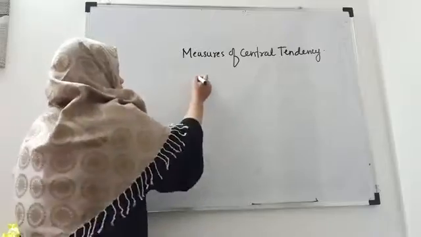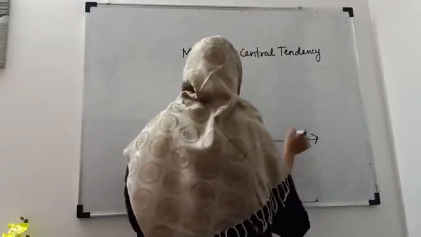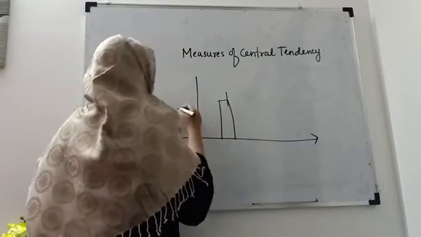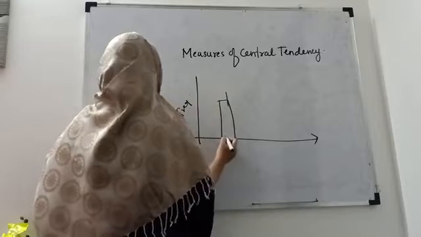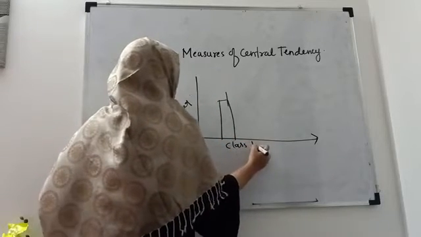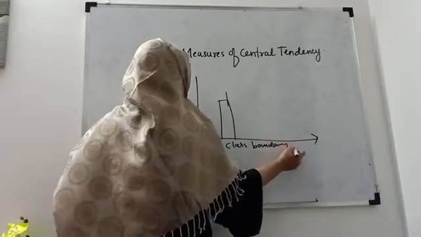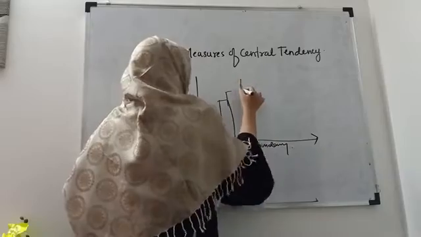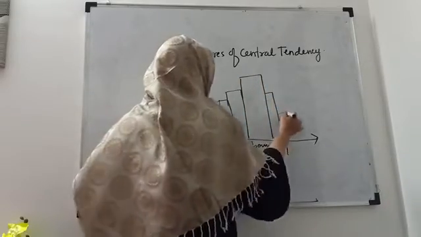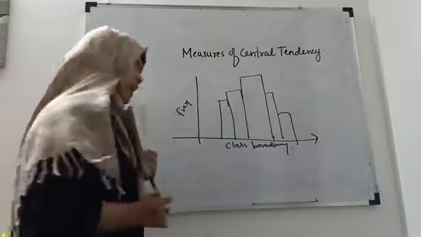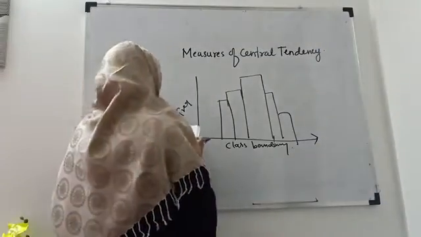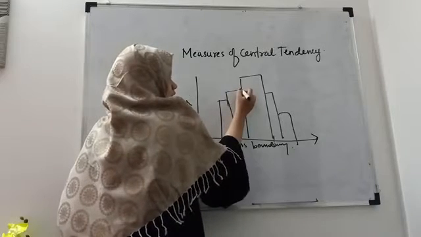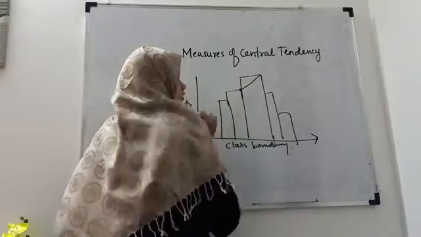Suppose I am giving you one graph of the histogram. Here in the histogram we draw the frequencies, and here the classes or the class boundaries. Then, in the highest frequency column, this is the highest frequency column, you have to take this point of the preceding block and join it here.